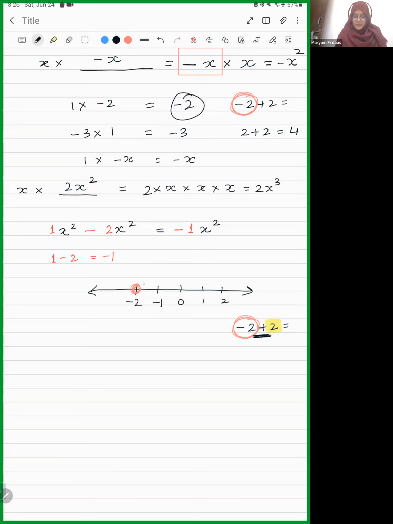Where do you end up? After taking 2 steps, where do you end up? We end up at 0, right? So minus 2 plus 2 is 0. Just like 2 minus 2 is 0. Similarly, minus 2 plus 2 is 0. Why? Because their signs are opposite. So they get cancelled.